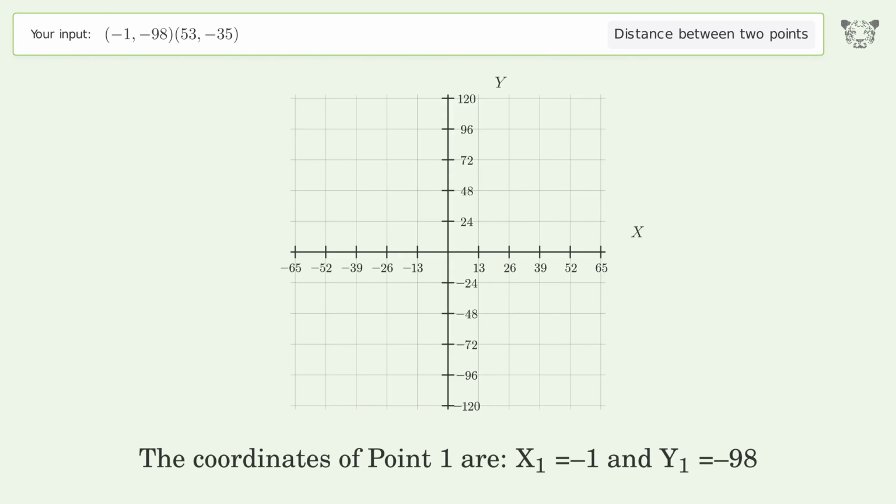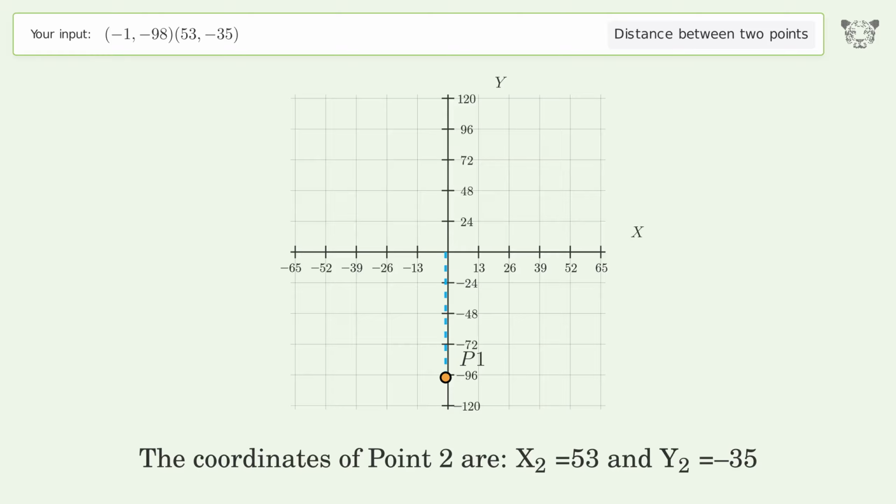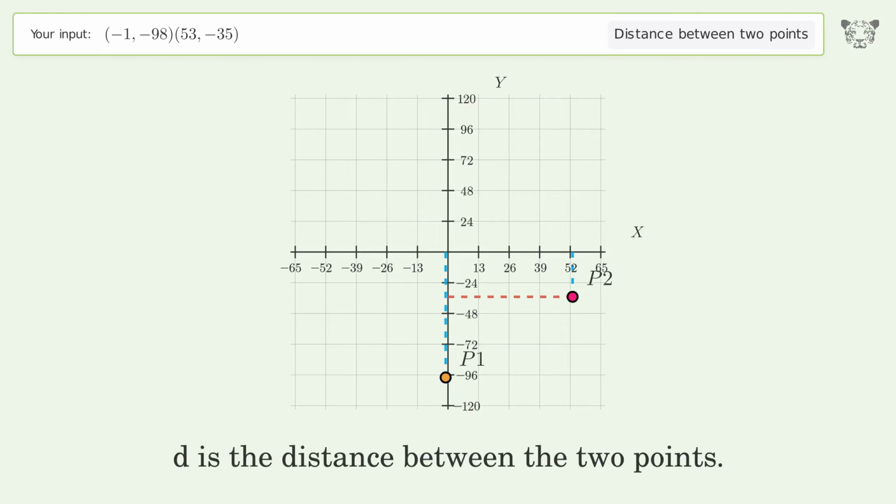The coordinates of point 1 are x1 equals -1 and y1 equals -98. The coordinates of point 2 are x2 equals 53 and y2 equals -35. D is the distance between the 2 points.